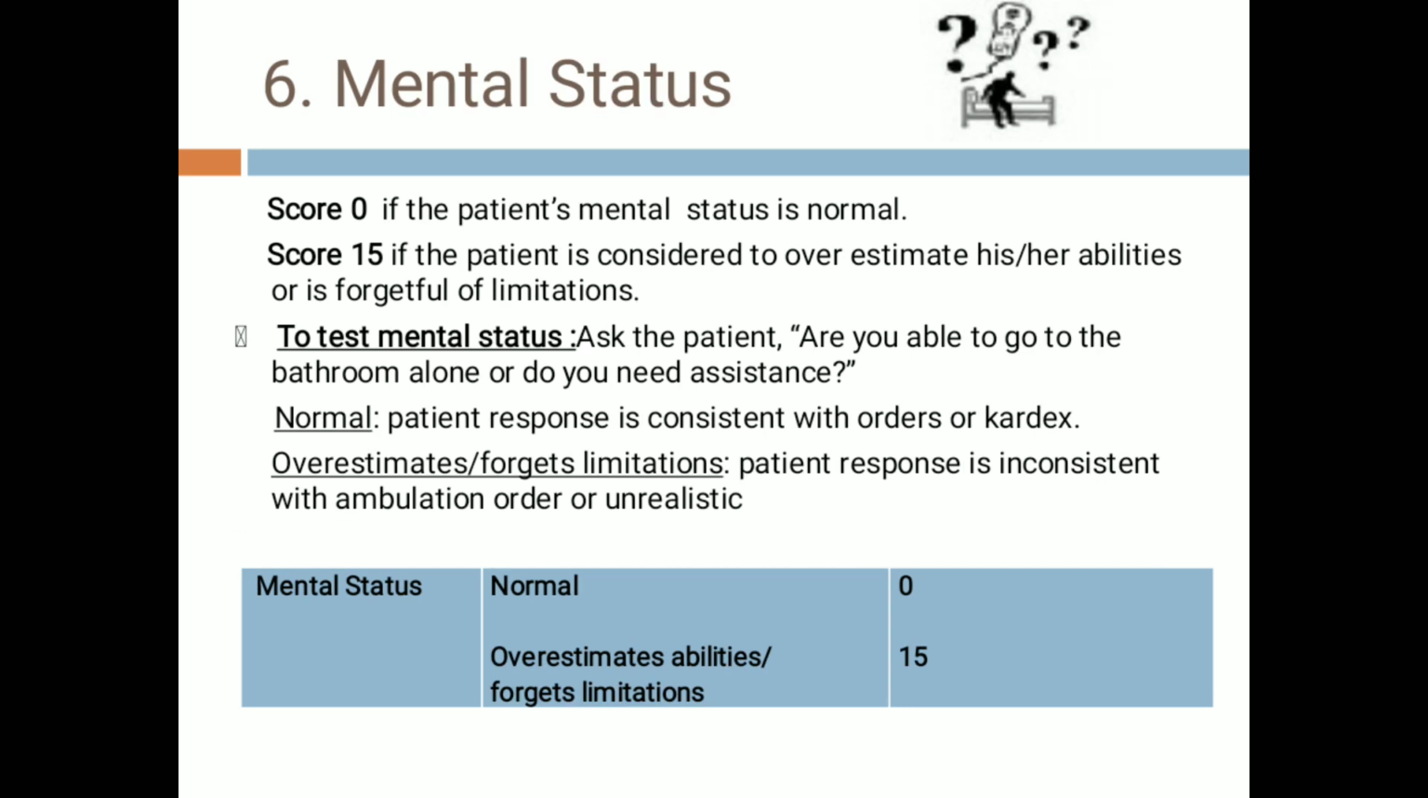Mental status. Score 0 if the patient's mental status is normal. Score 15 if the patient is considered to overestimate his or her abilities or is forgetful of limitations. To test mental status, ask the patient, are you able to go to the bathroom alone or do you need assistance? Normal, patient response is consistent with orders. Overestimates or forgets limitations, patient's response is inconsistent with ambulation order or unrealistic.